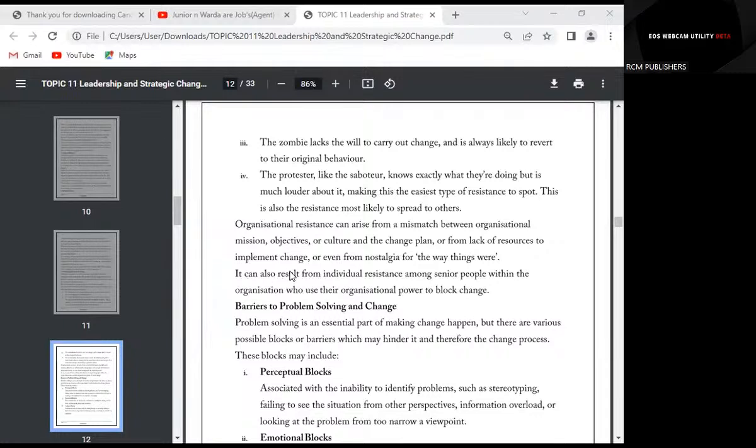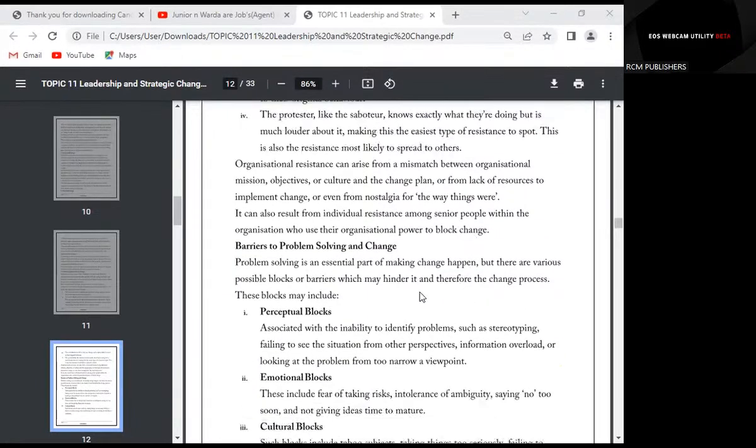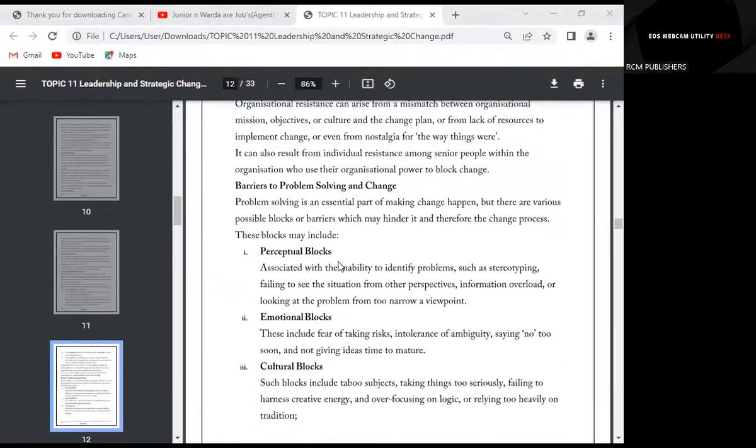It can also result from individual resistance among senior employees within the organization who use their organizational power to block a change. So, barriers to problem solving and change. Problem solving is an essential part of making change happen, but there are various possible blocks or barriers which may hinder it and therefore the change process. These blocks may include perceptual blocks.